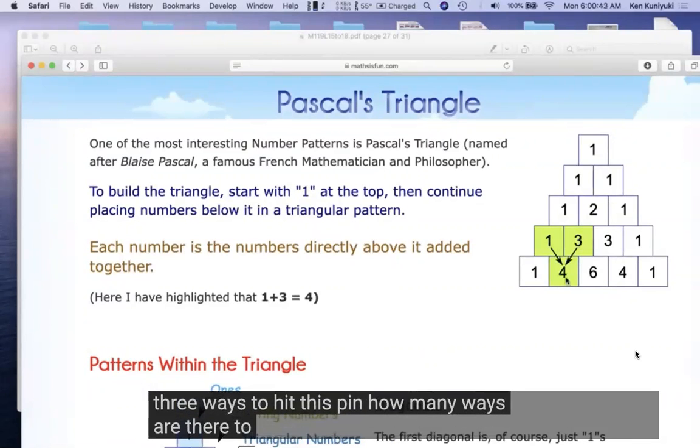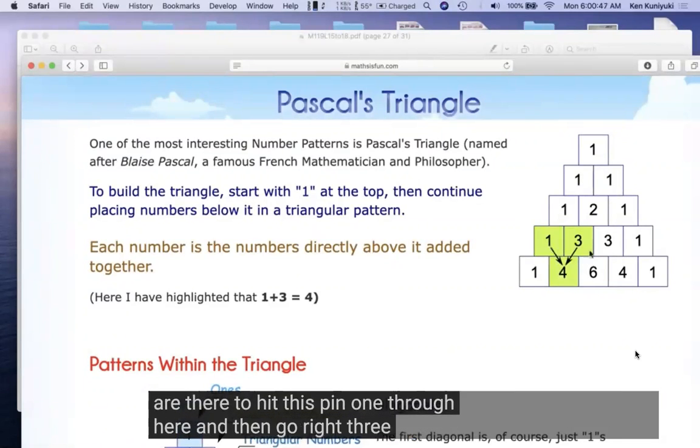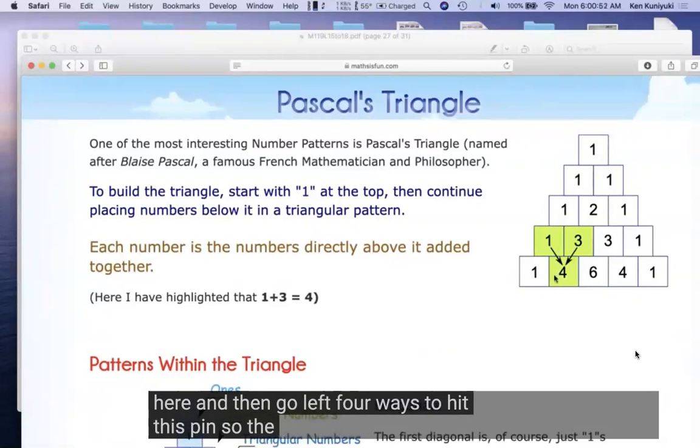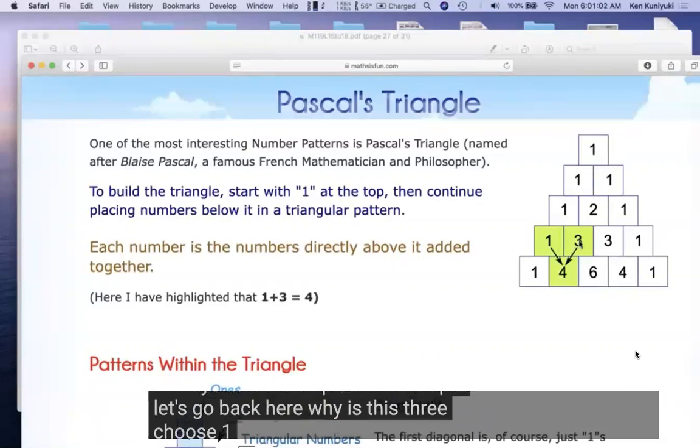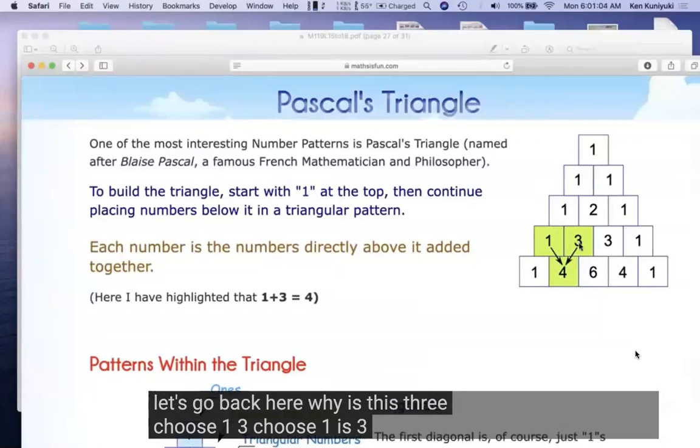How many ways are there to hit this pin? 1 through here, and then go right, 3 through here, and then go left, 4 ways to hit this pin. So the number on each of these squares, these numbers in Pascal's triangle, they correspond to the number of ways that the chip can hit that pin. Let's go back here. Why is this 3 choose 1? 3 choose 1 is 3, all right?